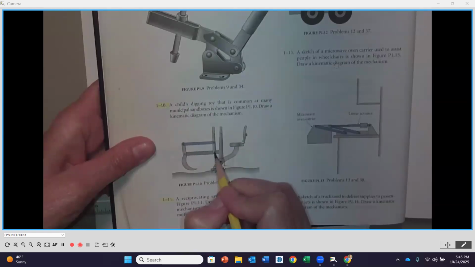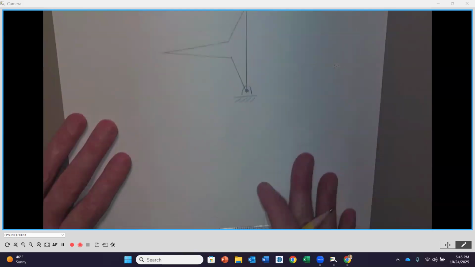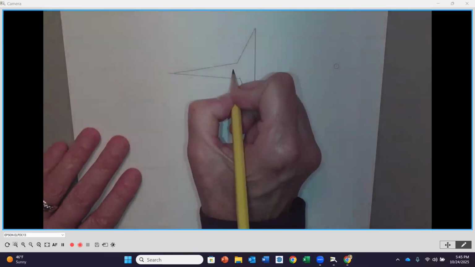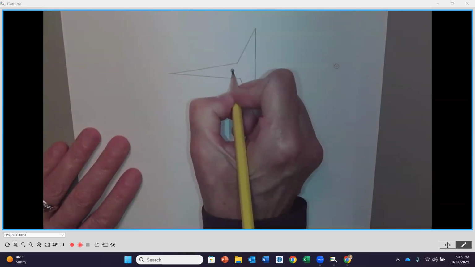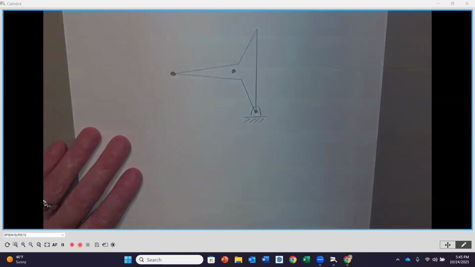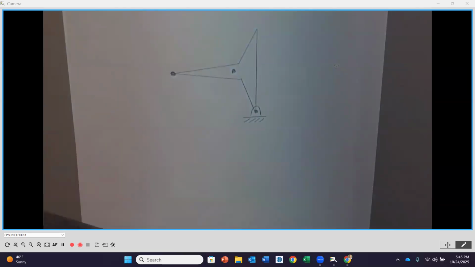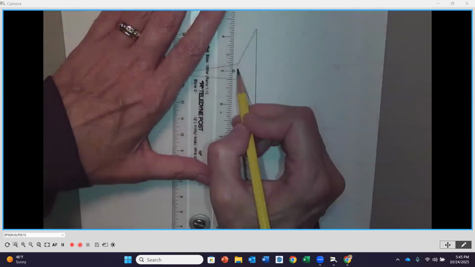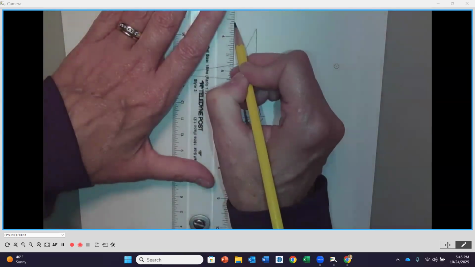Okay. So now I'm going to add, and down here is where it attached to the frame. Now I'm going to add the pin connection for that vertical handle. Okay. So I'm going to add that right about here. And then on the very end point is where the shovel portion is going to attach. So then I'm going to put the next handle going straight up.